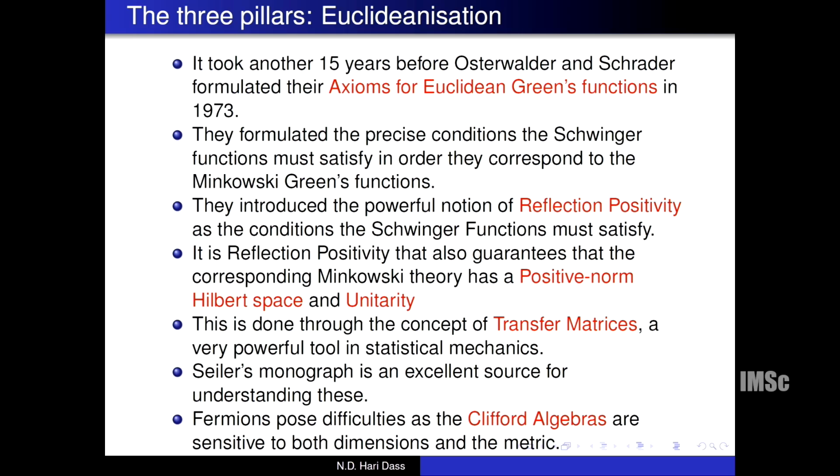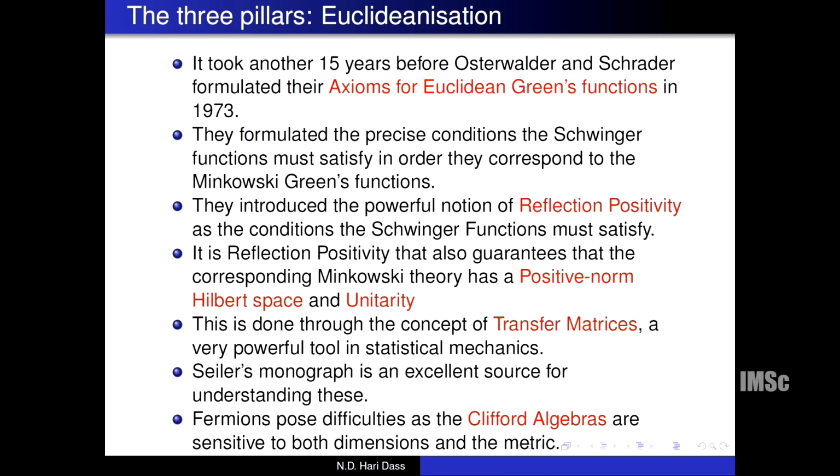And you see, our Minkowski field theories, they're equipped with a positive norm Hilbert space and unitarity. Without that, the theory makes no sense. Probabilities cannot become negative. Okay? So this is an essential property of Minkowski space field theories that must be guaranteed to emerge from the Euclidean Green's functions. And rather amazingly, reflection positivity is enough to guarantee that, and it invokes what are called transfer matrices.